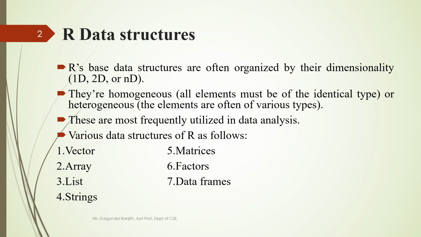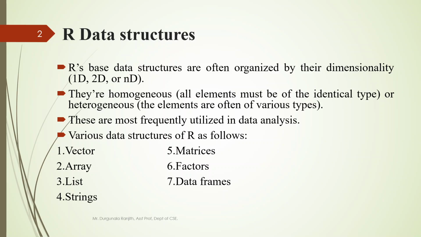Normally, homogeneous means all the elements you are storing in that particular data structure are of the same or identical type, which means all the values are numerical values, or all the items are character values, or all the items are complex values. That is what we call homogeneous. Some data structures support homogeneous data, and some are heterogeneous, which means heterogeneous data structures can store data of any type. So both types of data structures are available in R programming.